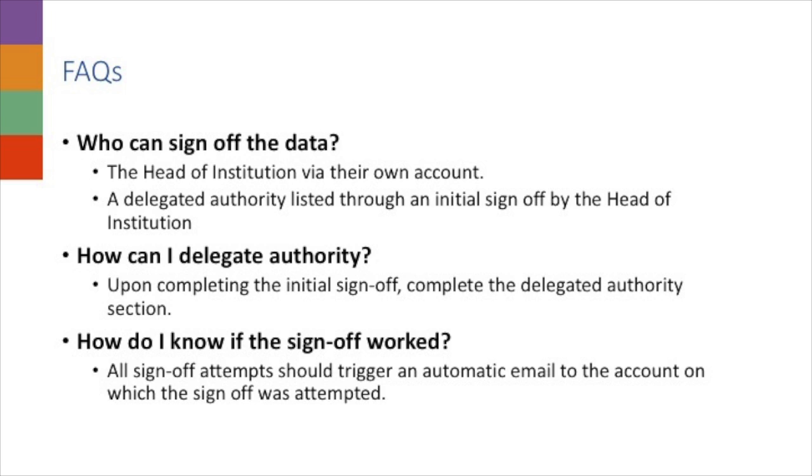Once someone has been delegated authority, they can make any further sign-offs. Every sign-off that you make will get you an automatic email to the account on which the sign-off was attempted. So the head of institution signs off, then there will be an automatic email to them. That will either say that it has been successful or that it has been unsuccessful.